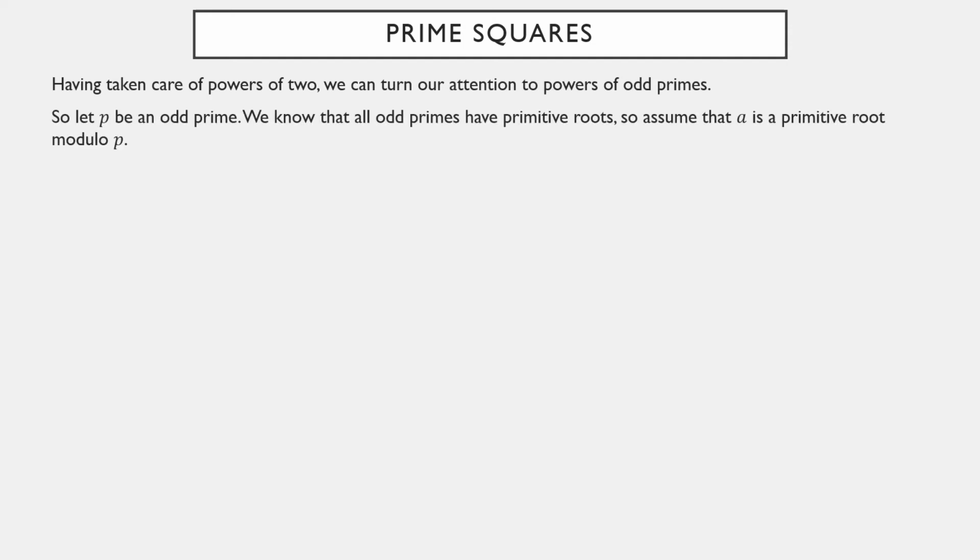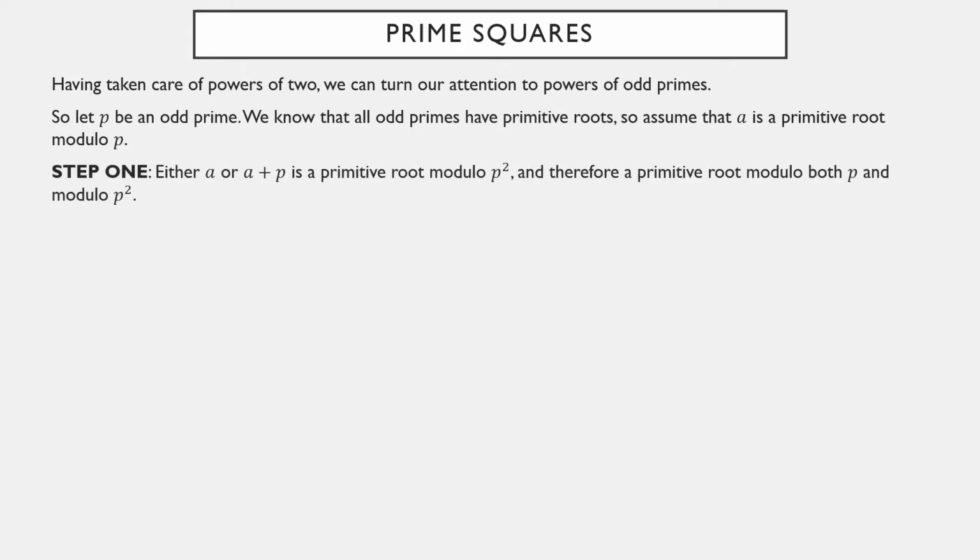So we've completely worked out for which powers of 2 there is a primitive root: only 1, 2, and 4. Now let's turn our attention to odd primes. So now p is going to be an odd prime, and we know that odd primes always have primitive roots. So let's assume that a is a primitive root mod p.